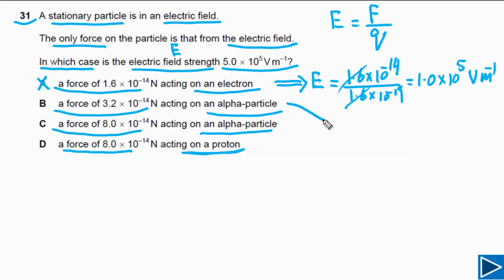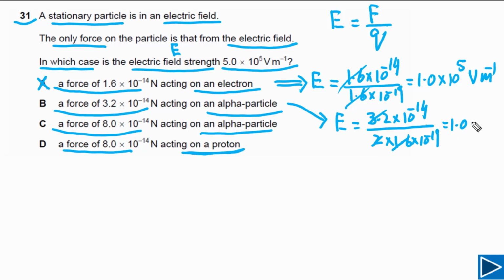Now, if you look at B, E is equal to F over Q. The force acting on the particle is 3.2 times 10 to the negative 14. We have to divide this by the charge on the particle. In this case, our particle is an alpha particle, so the charge on the alpha particle is 2 times the charge on the electron, 1.6 times 10 to the negative 19. So 3.2 cancels with 2 times 1.6. Our final answer is also 1.0 times 10 to the 5 volts per meter. So this is also not the correct option, so we can cancel it.